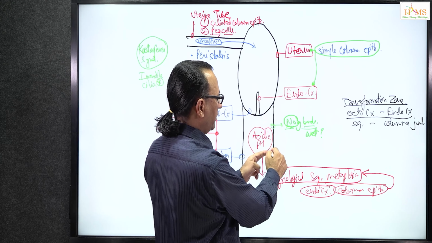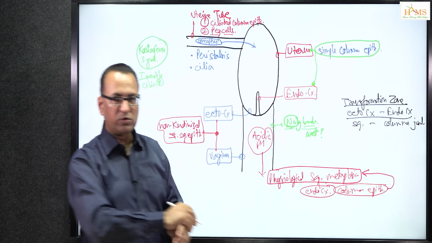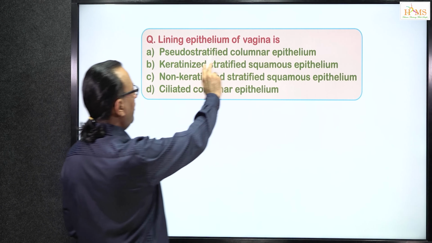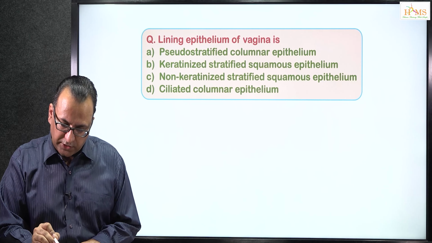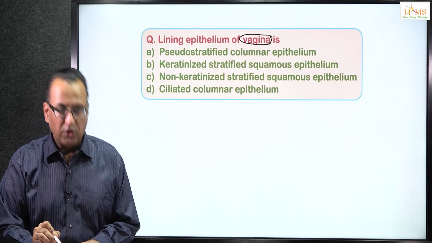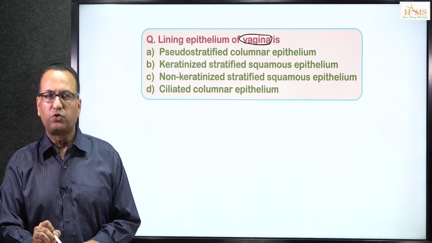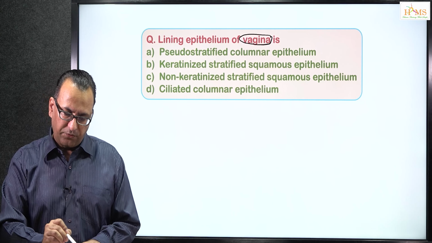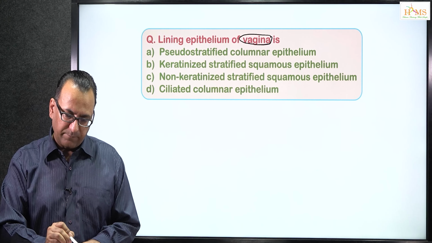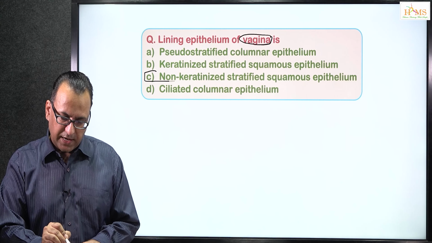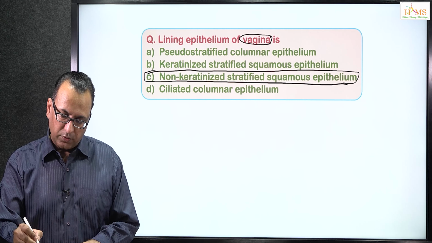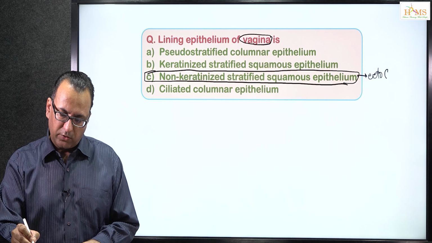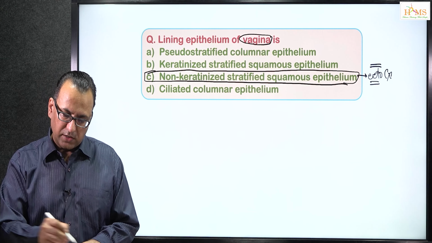Now we got one MCQ to deal with. Let us move on to that. Lining epithelium of the vagina. And we have already mentioned, be it the vagina or esophagus, it is non-keratinized stratified squamous epithelium. As we find our answer, it is choice number C, and we have seen the same epithelium on the ectocervix as well. So, if this is the epithelium on the ectocervix and vagina, your answer is choice number C.